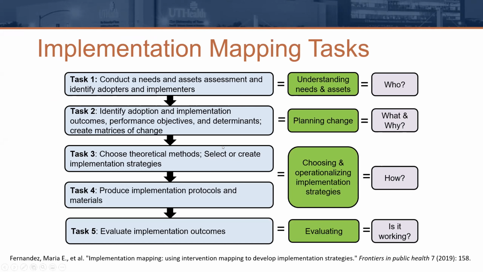And implementation mapping can be used to plan adoption, to plan implementation, and to plan sustainability. And this task also helps us understand the why. Why would these individuals, decision makers, policymakers, why would they make decisions about adopting and implementing this innovation? And then tasks 2 and 3 are focused on how. How could we influence these determinants of implementation? And then, of course, task 5 is evaluating. So implementation mapping helps you walk through these different tasks.